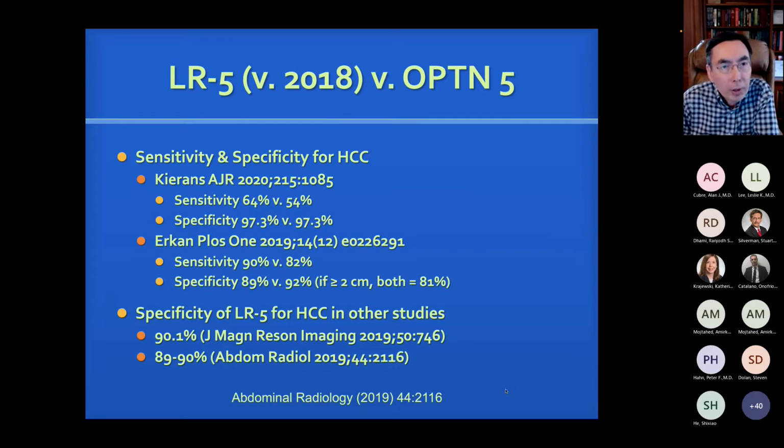So there are studies that have compared the accuracy of a LI-RADS 5 score versus an OPTN 5 score. And just in general, what these studies tend to show is that they have comparable specificity. So the positive predictive value for HCC is very comparable between the two, but the sensitivity of LI-RADS seems to be a little bit higher. And that's probably because of the scoring of lesions between 1 and 2 centimeters in diameter.